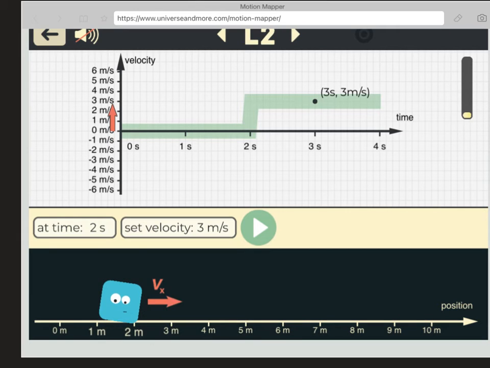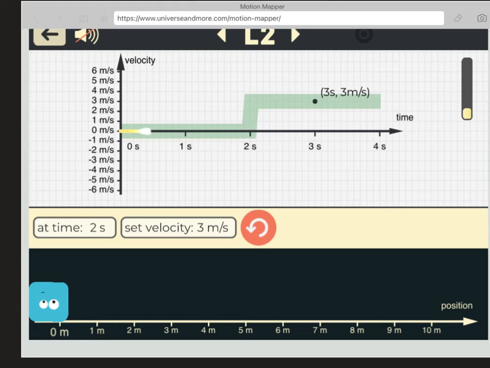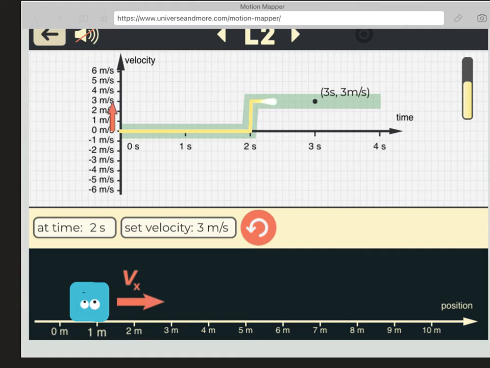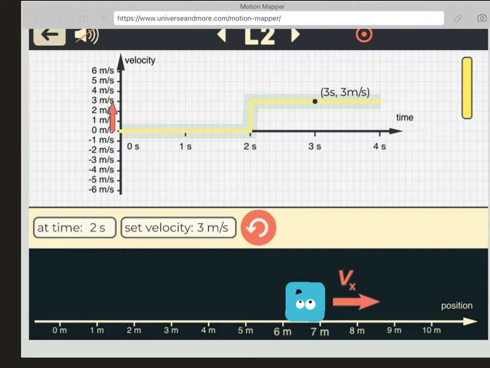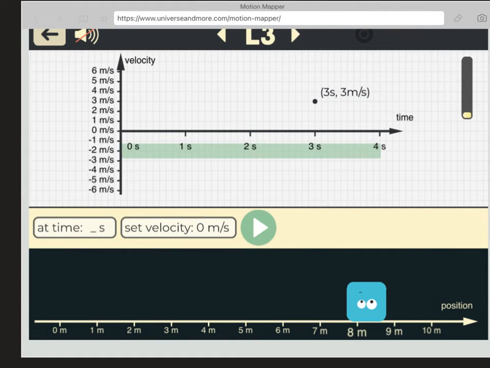So I'm just going to move it back to the 0 because that's easy enough to do. And then I'm going to play it through. Sit still until 2 seconds. After 2 seconds, it moves at 3 meters per second. Look how much distance it took to get through that, so we needed to be careful. This next one would be a negative, meaning it would be moving to the left, so you have to make sure it has enough room to move to the left.